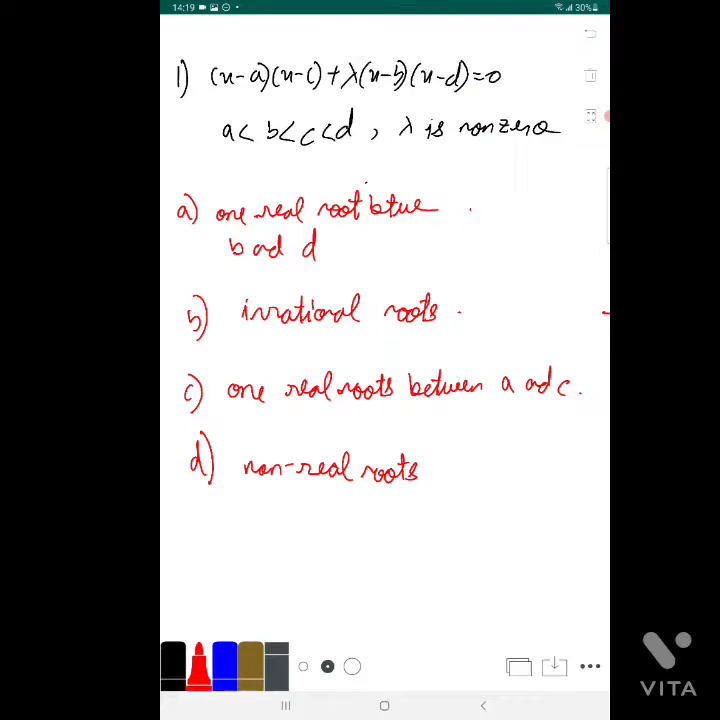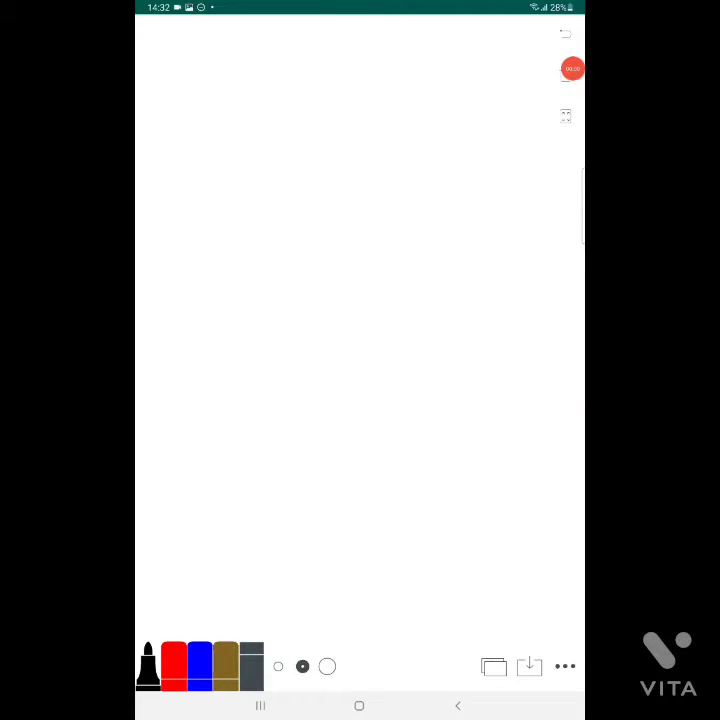...into x minus d equal to 0. There is a condition given: a less than b, b less than c, c less than d, and lambda is a non-zero constant. So by only this information we have to conclude the answers from the given options below. So let's see. Let's start here.